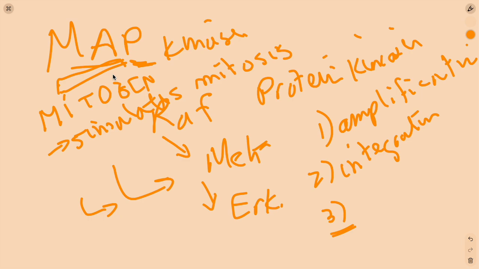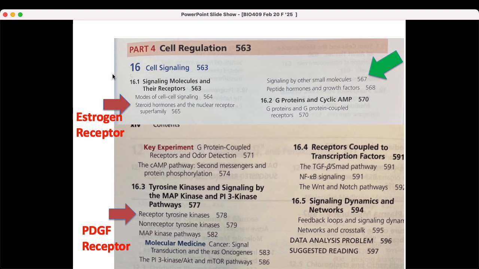We're going to learn 3 different signaling pathways today. The first one is the RAS MAP kinase pathway. Okay? So the A is the amplification.